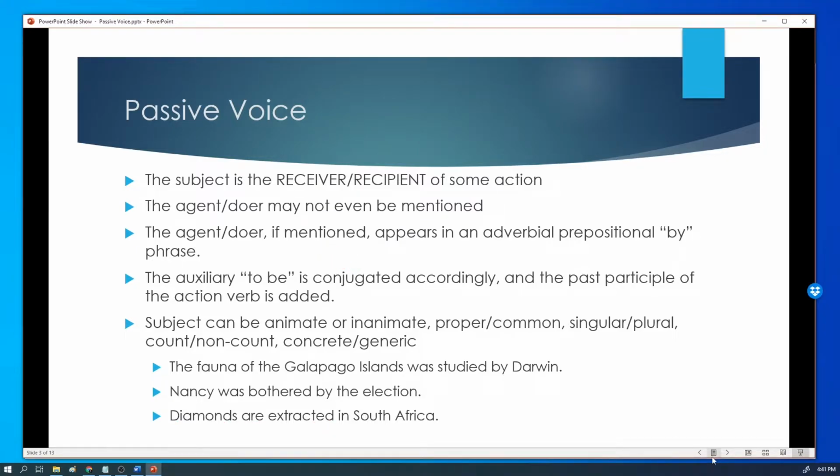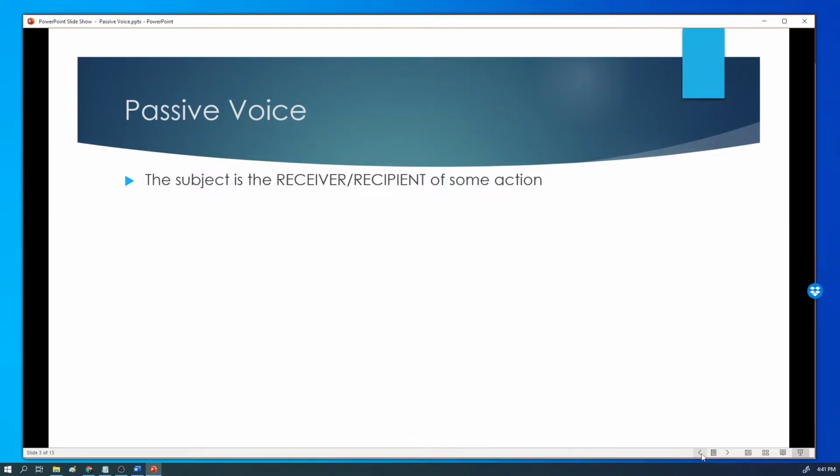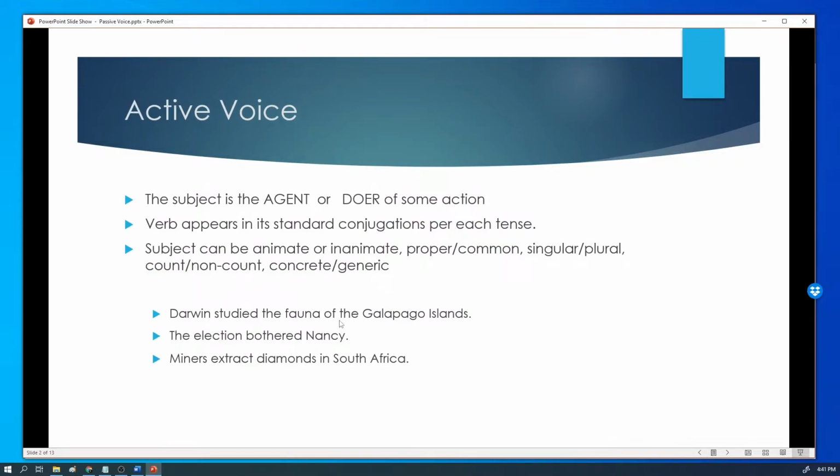So let's just compare here. Darwin studied the fauna of the Galapagos Islands. That's active voice. Passive voice is: the fauna of the Galapagos Islands was studied by Darwin. The election bothered Nancy. Nancy was bothered by the election. Diamonds in South Africa are extracted by miners. Okay, so this was past tense, this was past tense, and this was present tense.